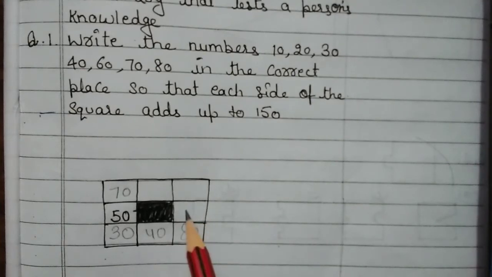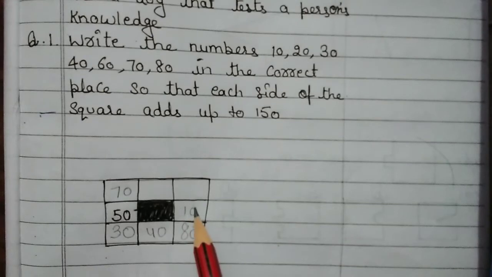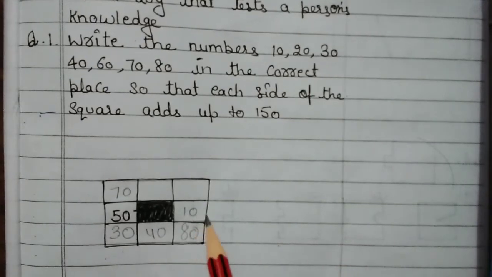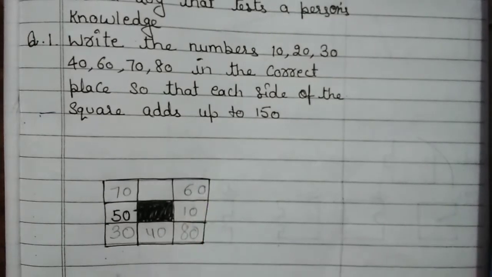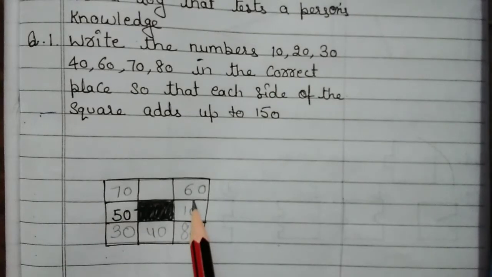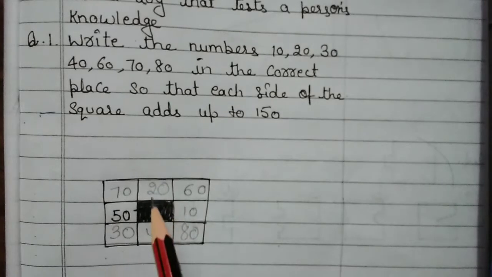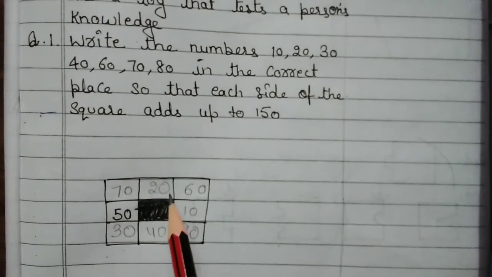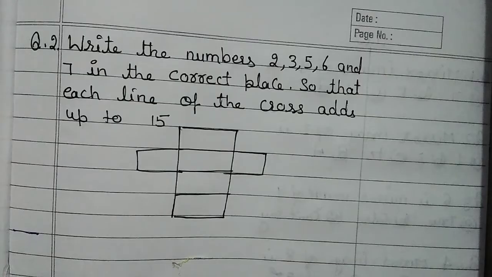Now I will place 10 here. Then 80 plus 10, that is 90. We need 60 more to get the sum 150. So I place 60 here. Now 70 plus 60, that is 130. We need 20 more to get the sum 150. So I fill 20 here. In this way, you have to solve the remaining question.